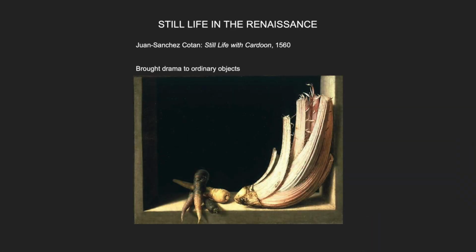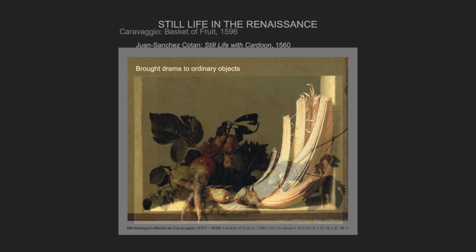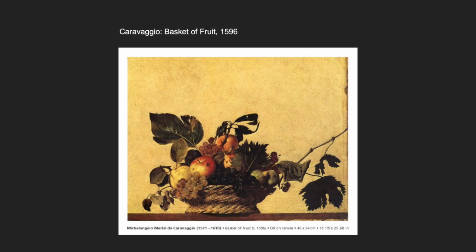In the Renaissance, the idea for still life painters was they brought drama to very ordinary objects. They made them the star of their painting. Here's Caravaggio's Basket of Fruit, 1596. What's interesting here is when you look at the fruit, when you look at Caravaggio's subject matter, it says something about his view of the world.